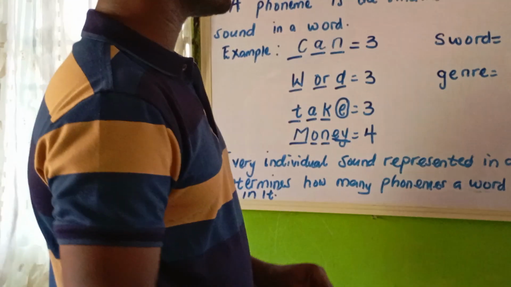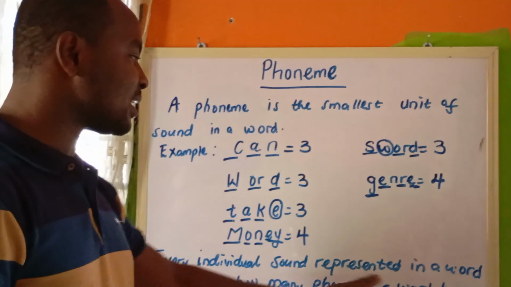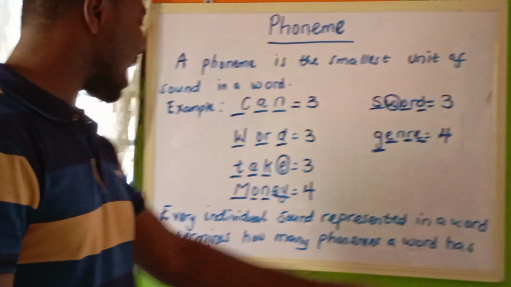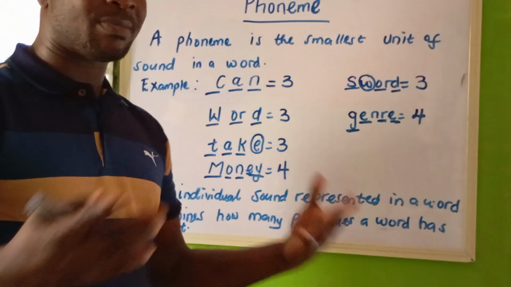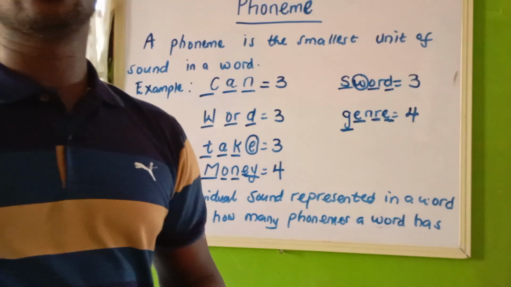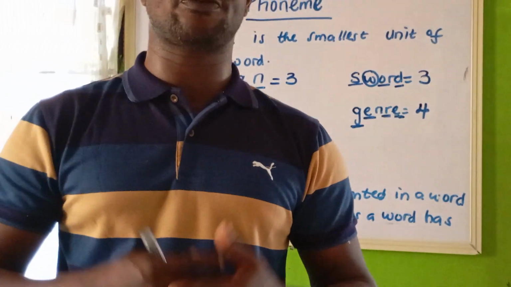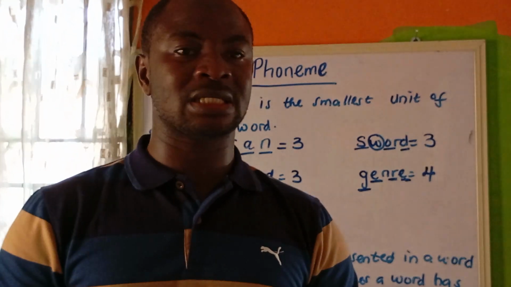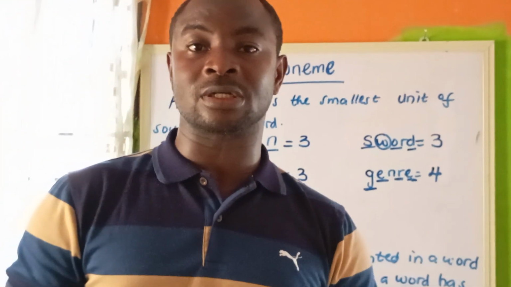Moving further, the number of sounds represented in the word determines how many phonemes a word has in it. I believe you've learned something today about phonemes. In our next class, we'll go further to explain all the kinds of things that we'll learn that are represented in a word. Thank you.